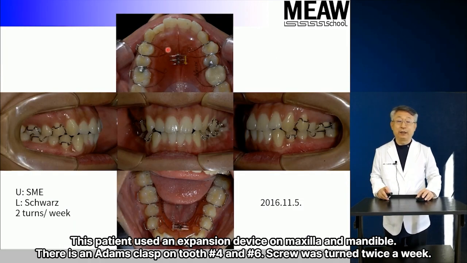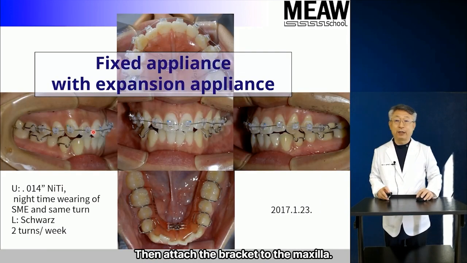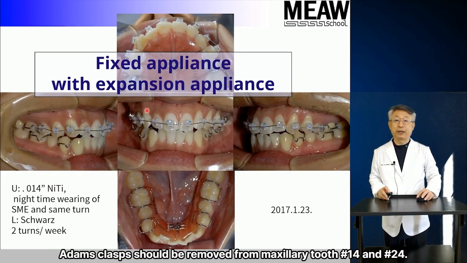This patient used an expansion device on the maxilla and mandible. There is an Adams clasp on tooth number 4 and number 6. The screw was turned twice a week. Then attach the bracket to the maxilla. Adams clasps should be removed from maxillary tooth number 14 and number 24.